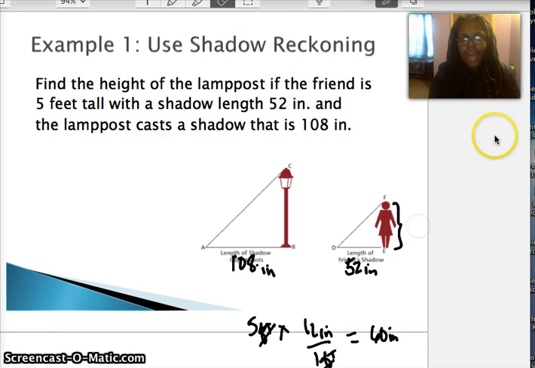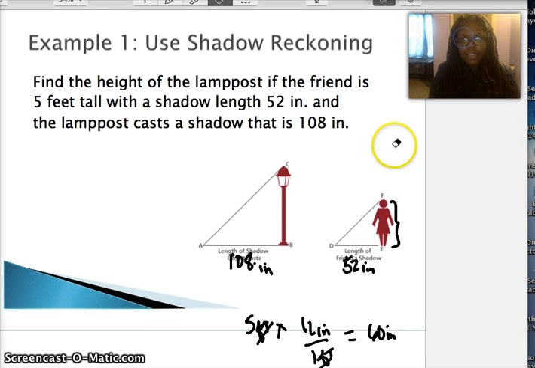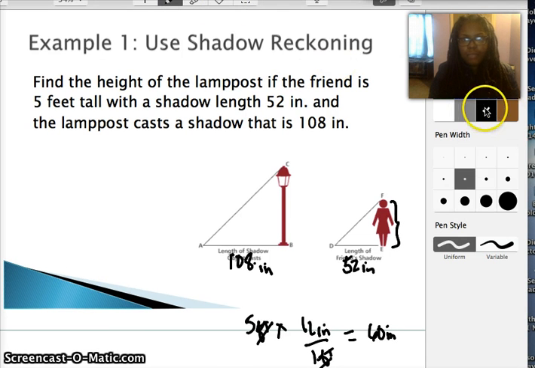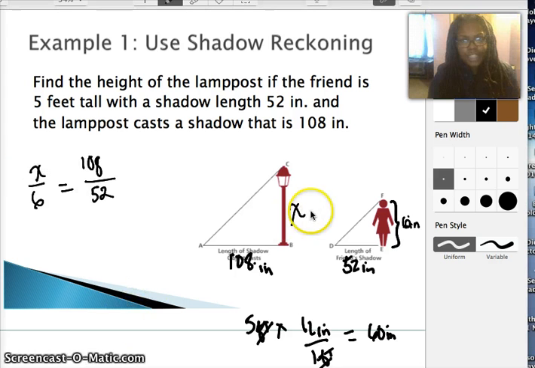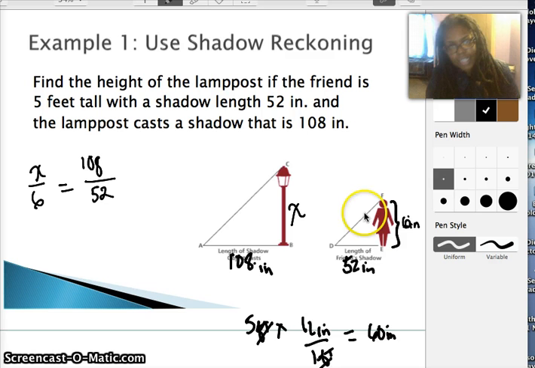So with that now taken care of and in mind, let me put it in there. So we've got 60 inches. Now I feel like we need the same units. Now I feel like we can nicely set up a situation where we're going to make a proportion. And so our proportion is x is to 6 as 108 is to 52.